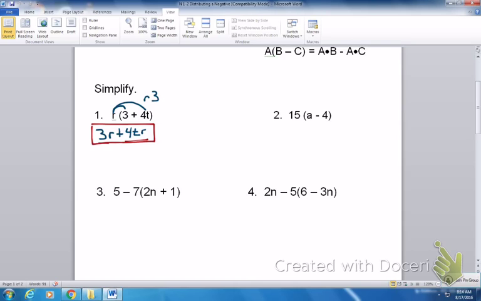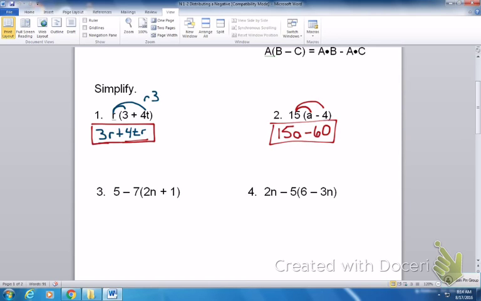Let's look at number two. I have 15 times (A minus 4). So I'm going to distribute the 15 over the parentheses. First is 15 times A, which we should know is 15A. Now I have 15 times negative 4. That's going to give us minus 60. Now we check if we can combine any like terms. It looks like we can't, so we are finished with that one, and that's our answer.